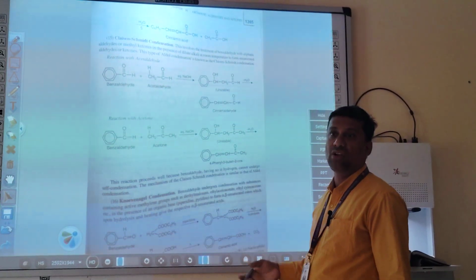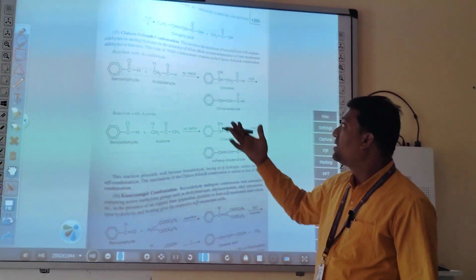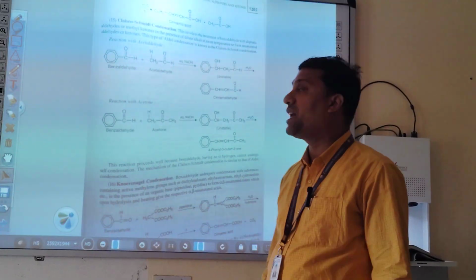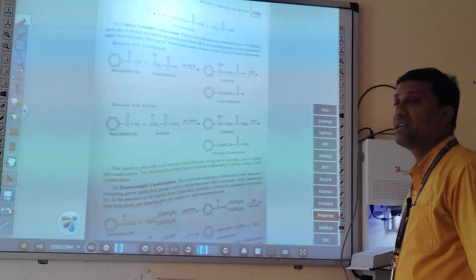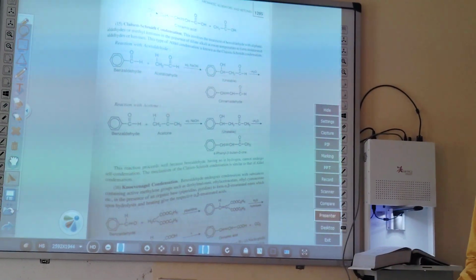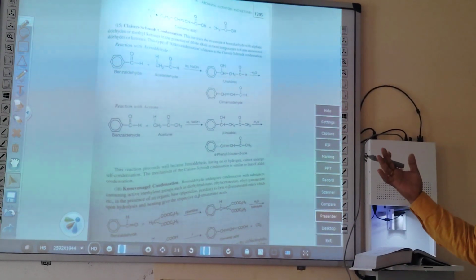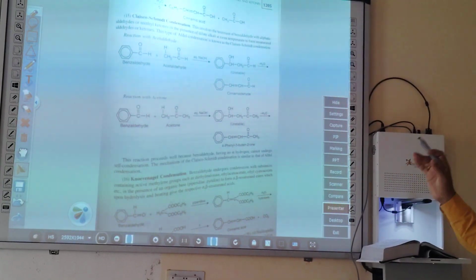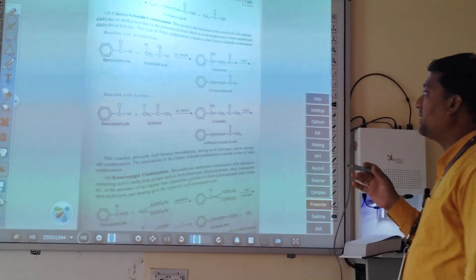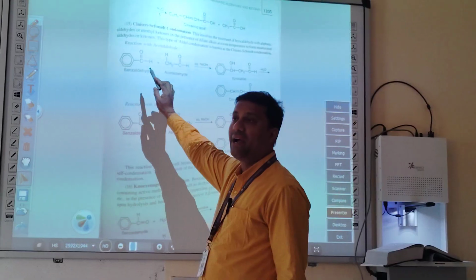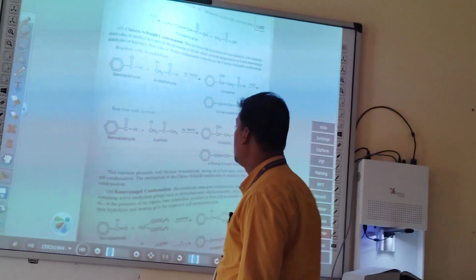It is a type of aldol condensation reaction, but it is a special type. This is known as Claisen-Schmidt condensation because one molecule used is aromatic and another is aliphatic. In the aliphatic compound, alpha hydrogen atoms are available, but in the aromatic compound there is no alpha hydrogen atom. Okay.